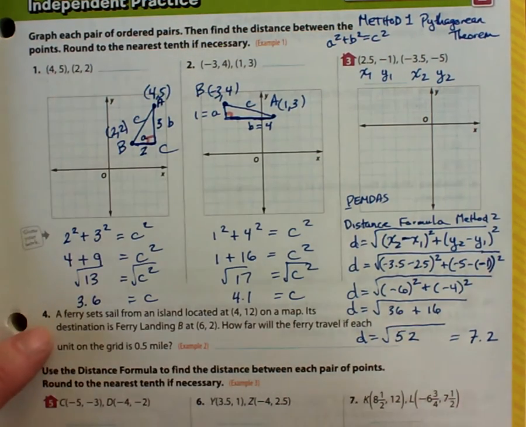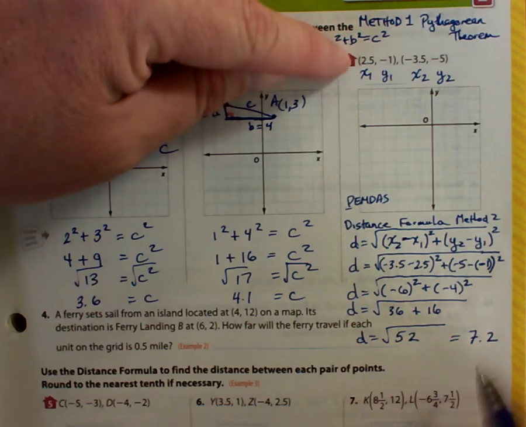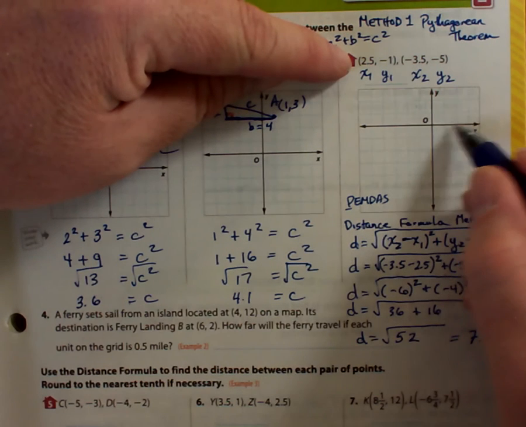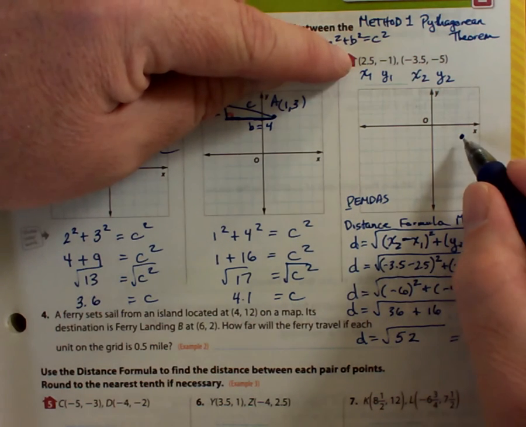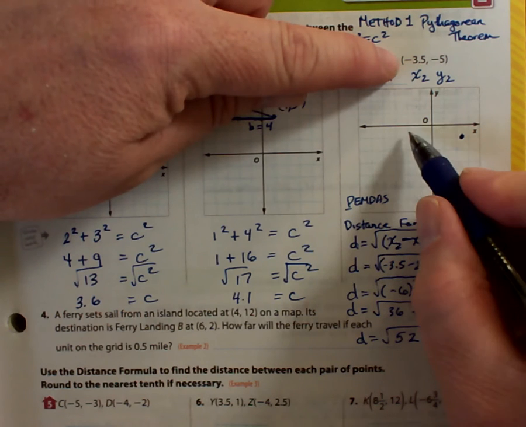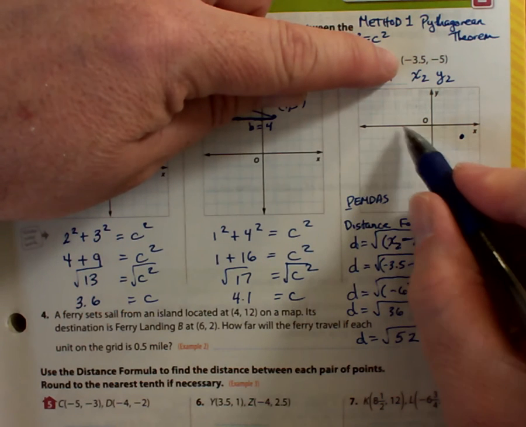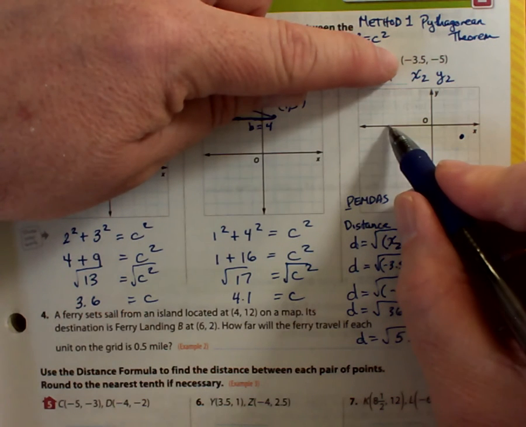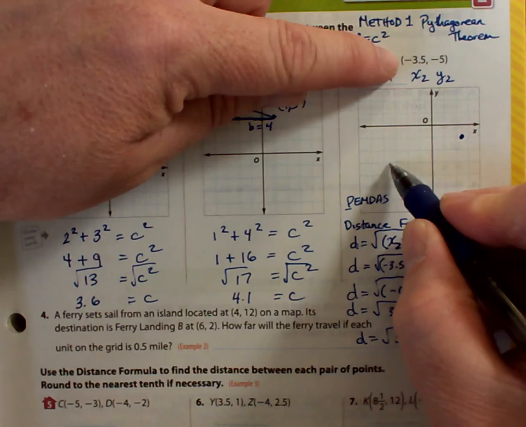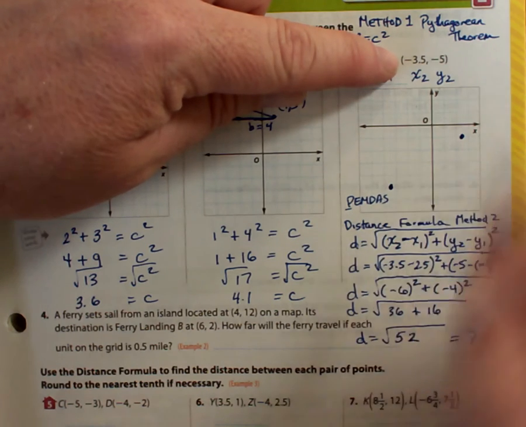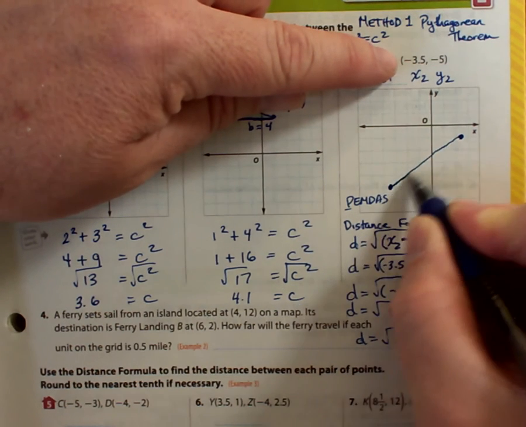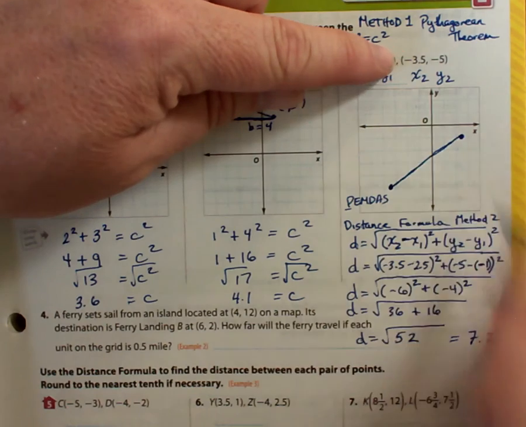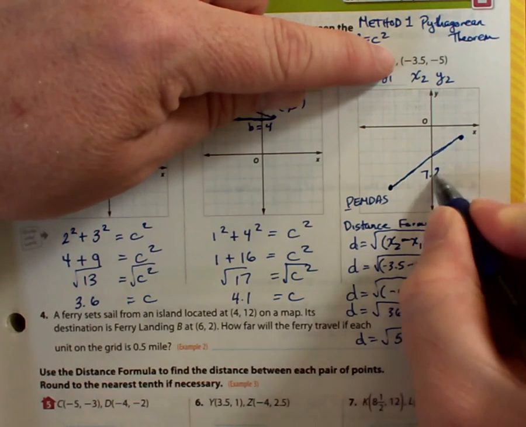All right, and now I still need to check for reasonableness. 2.5, that's 2.5, down 1, and negative 3.5. 1, 2, 3.5. 1, 2, 3, 4, 5. So I have these points connecting, and the distance here was 7.2.